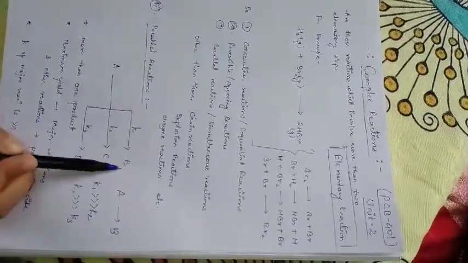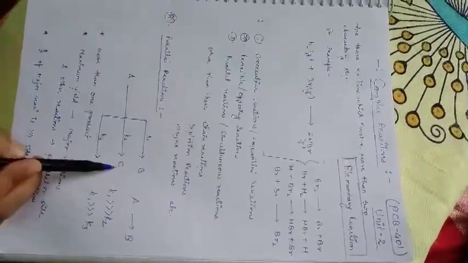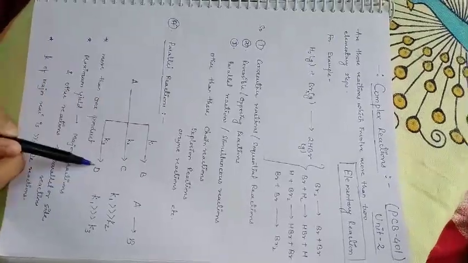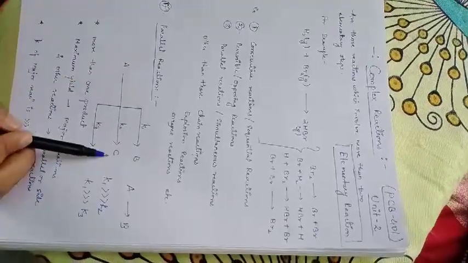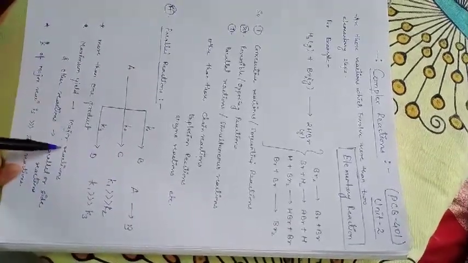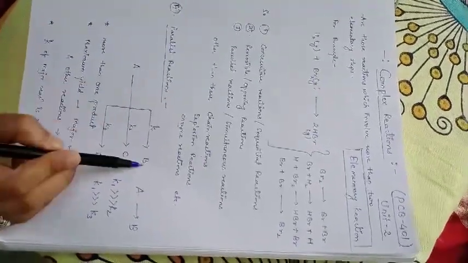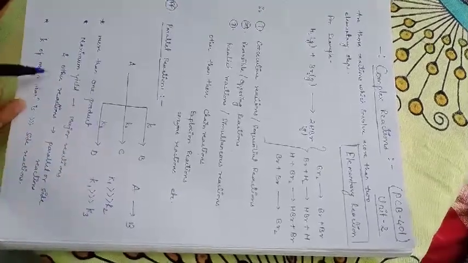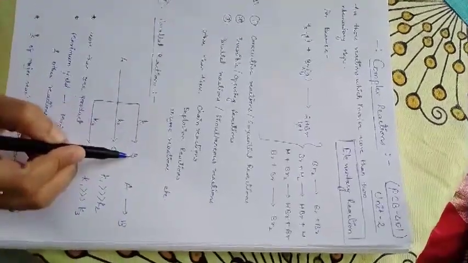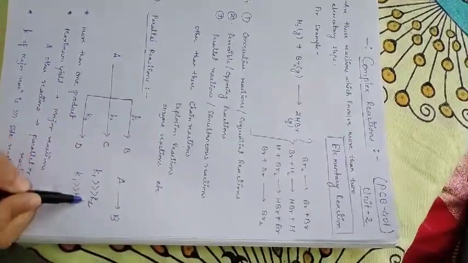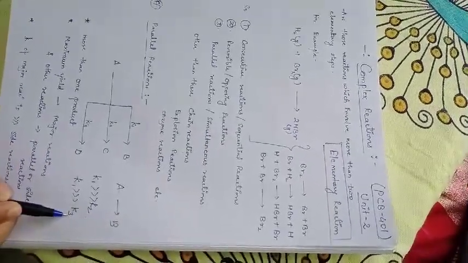That means the major product is B, and if the major product is B, then C and D will be the side products, and the reactions from A to C and A to D will be the side or parallel reactions. What we have to conclude from this is that the maximum yield is from the major reaction, because here the maximum yield was for B, so A to B was the major reaction, and the other reactions are parallel reactions. Now the highest value of k will be obtained for the major reaction. So here you can see K1 will be greater than K2, and K1 will also be greater than K3.